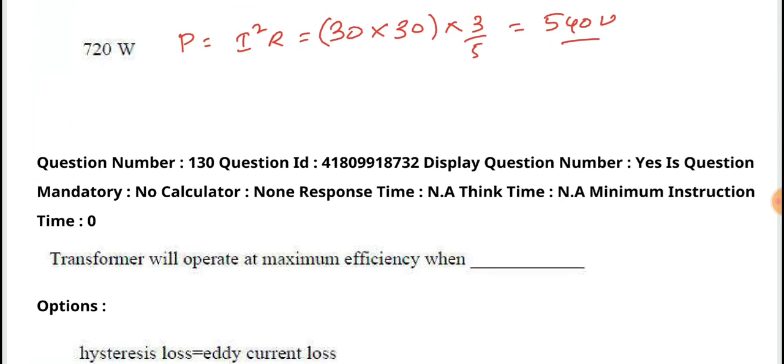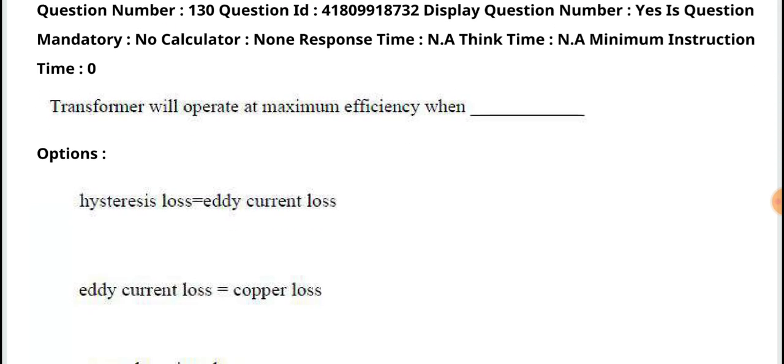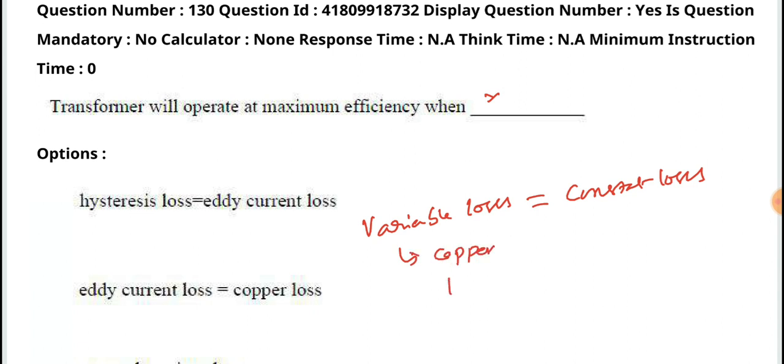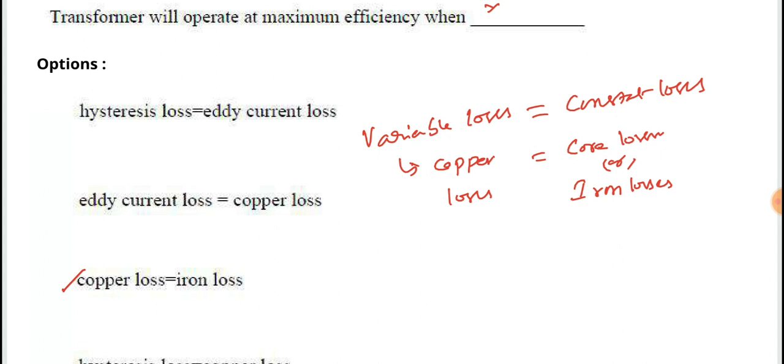Next, move to the 130th question here. The transformer will operate at maximum efficiency when? The standard question, guys. A transformer will operate at maximum efficiency when the variable losses of the transformer are made equal to constant losses. What are the variable losses? That is nothing but copper losses. Copper losses are equal to constant losses, meaning core losses, which we can also call iron losses. So the answer is copper losses are made equal to iron losses.